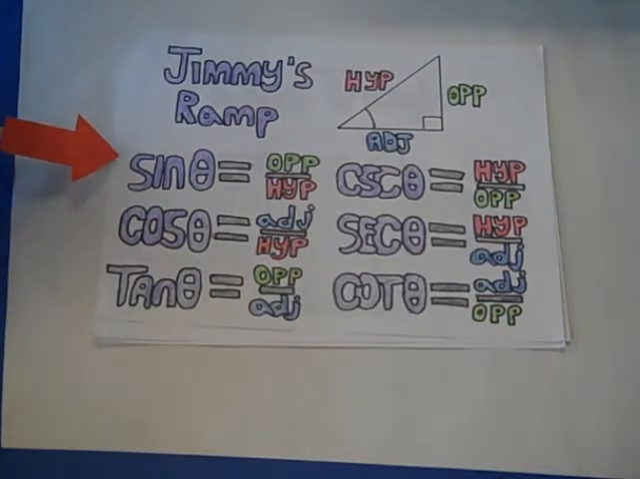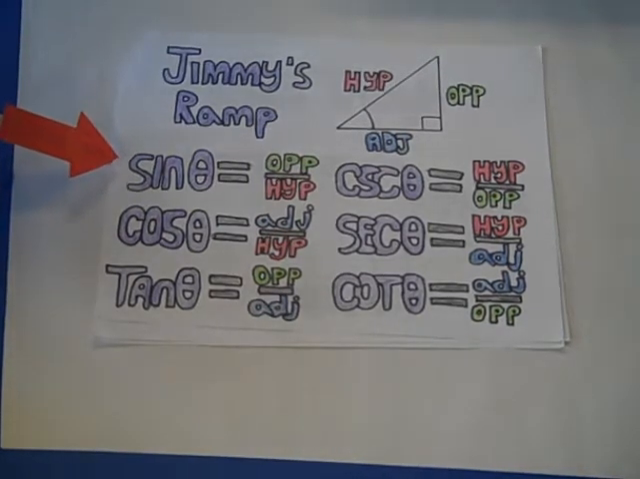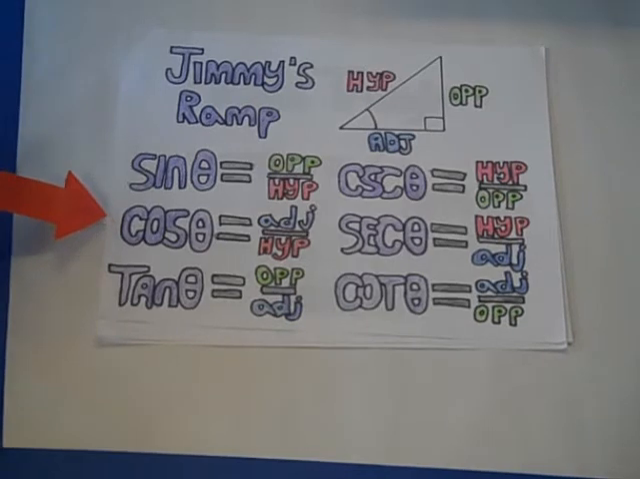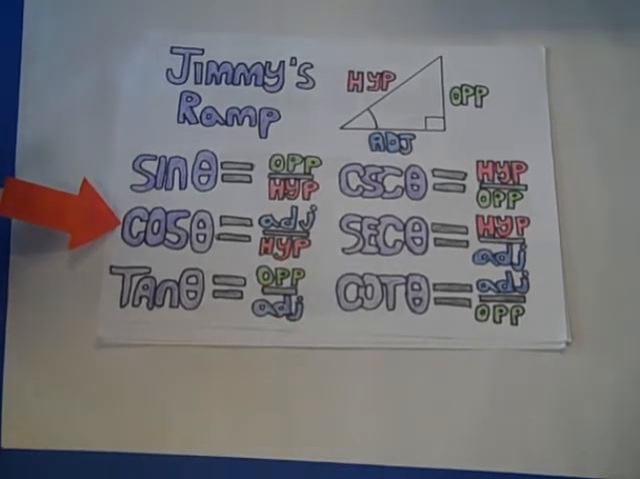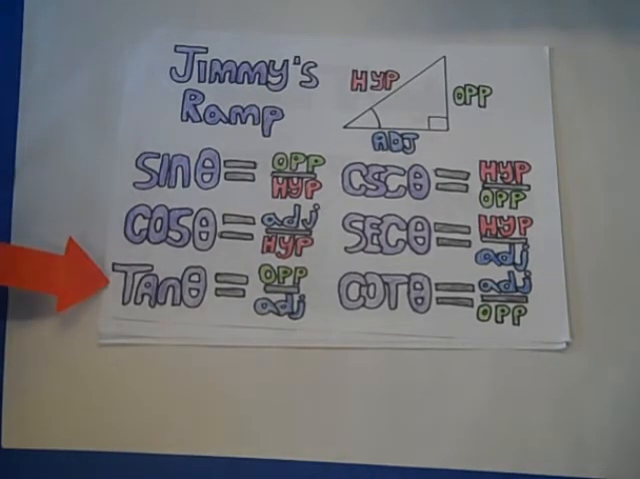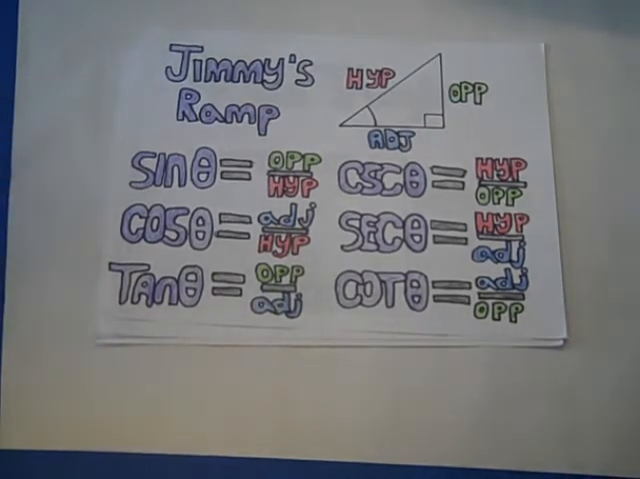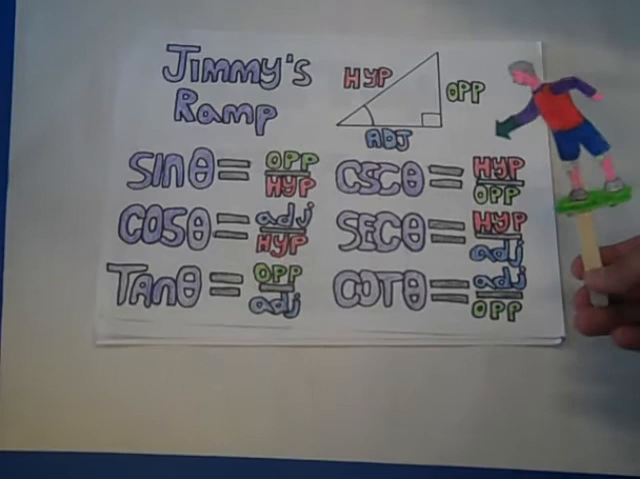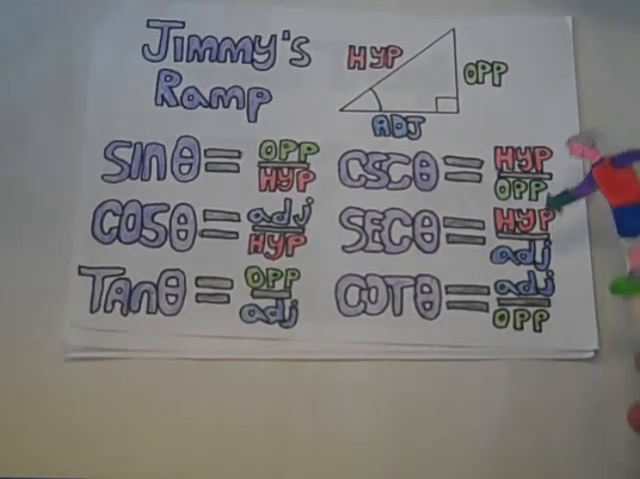Sine theta equals opposite side length divided by the hypotenuse length. Cosine theta equals adjacent side length divided by the hypotenuse. And tangent theta equals opposite side length divided by the adjacent side length, and so on. The other identities' names are cosecant, secant, and cotangent.